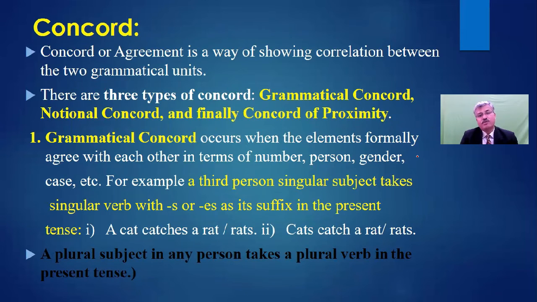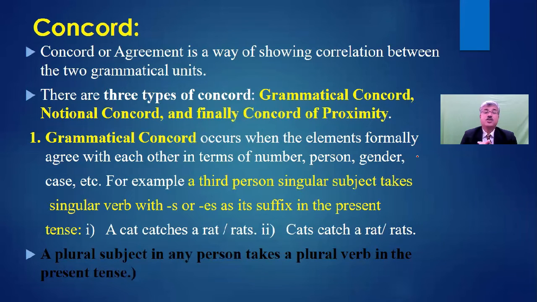Dear learners, now we will move towards the last part of this lecture, that is Concord. Concord or agreement is a way of showing correlation between two grammatical units. Dear learners, please remember, what is Concord? What is meant by Concord? What is the definition of Concord? Concord is nothing but an agreement, correlation. It shows the relation between the two grammatical units. For example, there are three types of Concord.